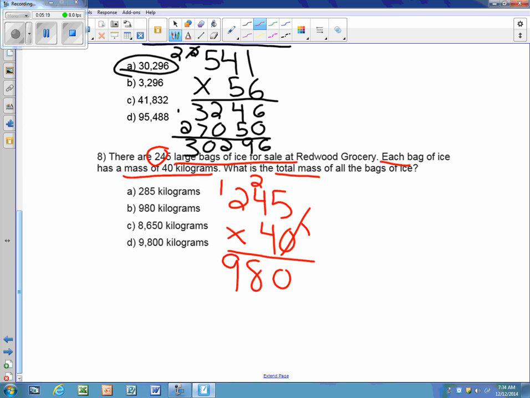And then I have to remember to put this 0 back in. And my answer is 9,800. Notice before I put that 0 back in, they did have that answer. So I have to make sure that I put my 0 back into my answer.